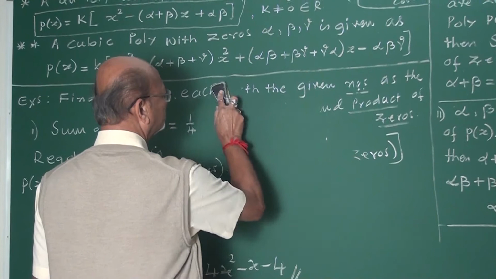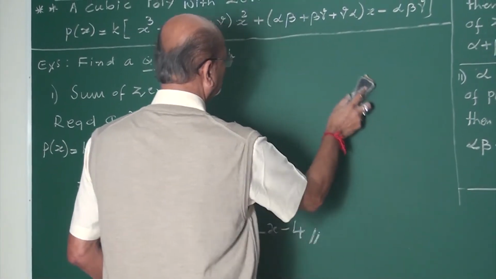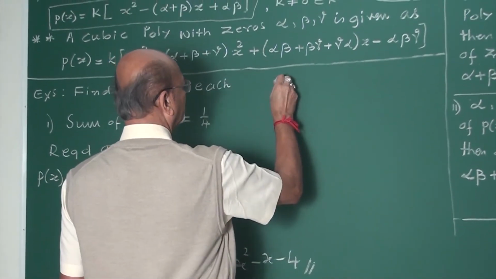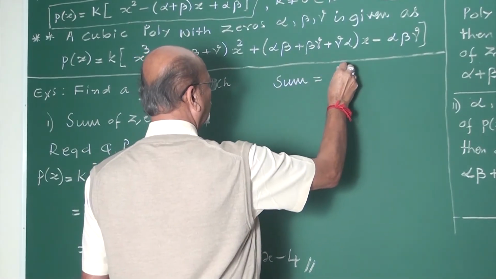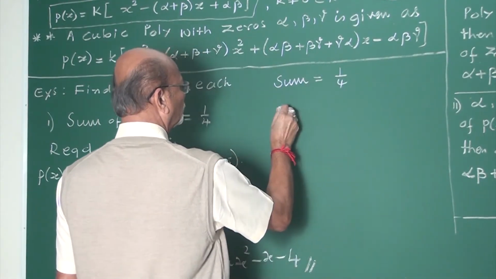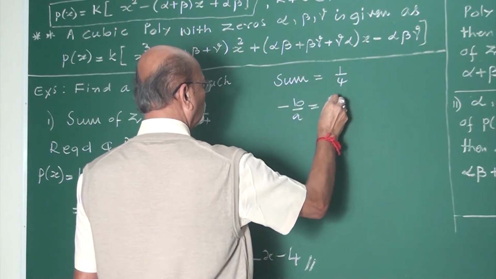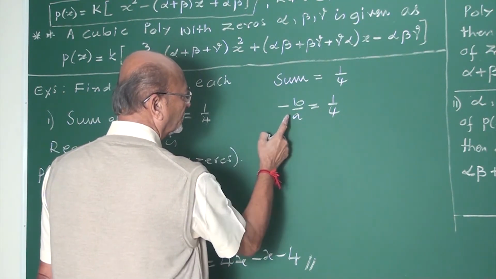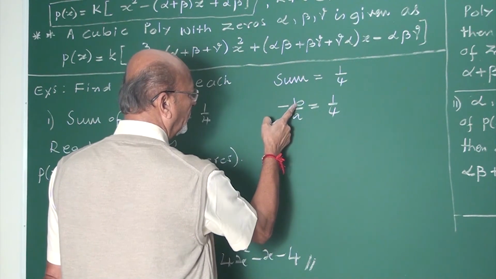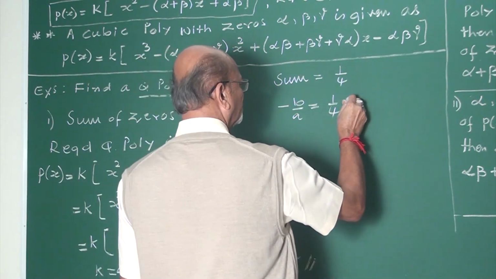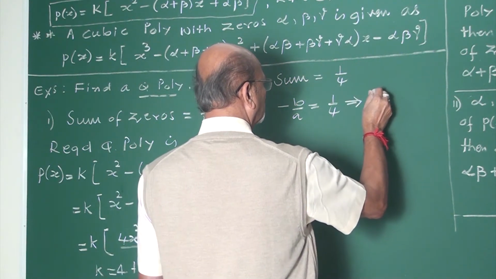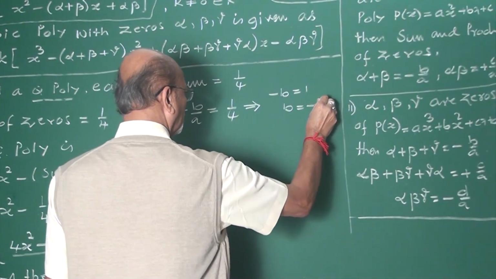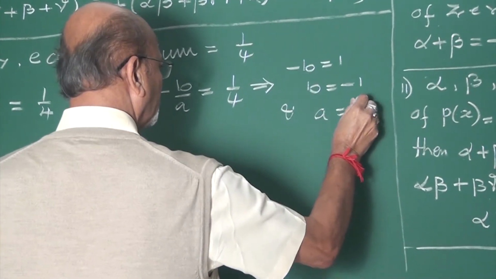Yes, see, what is given? Sum is given. Sum is 1/4. What is the sum of zeros? Minus b by a equal to 1/4. From this, you can equate it. What is the value of a? 4. What is the value of minus b? 1. This gives minus b equal to 1, so from this, what is the value of b? Minus 1, and the denominator a is 4.